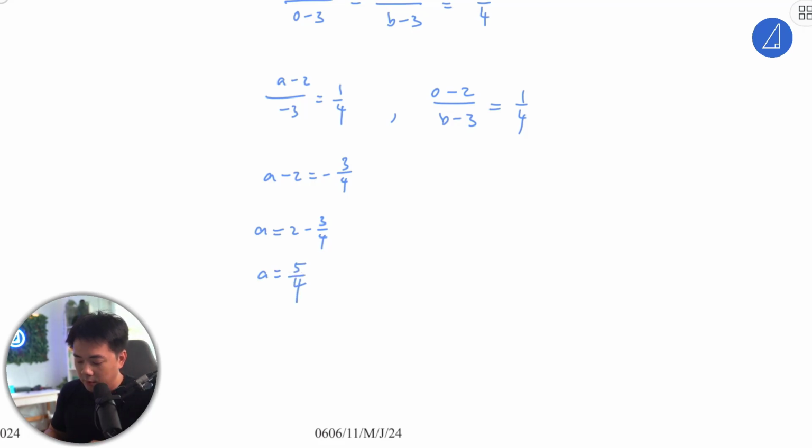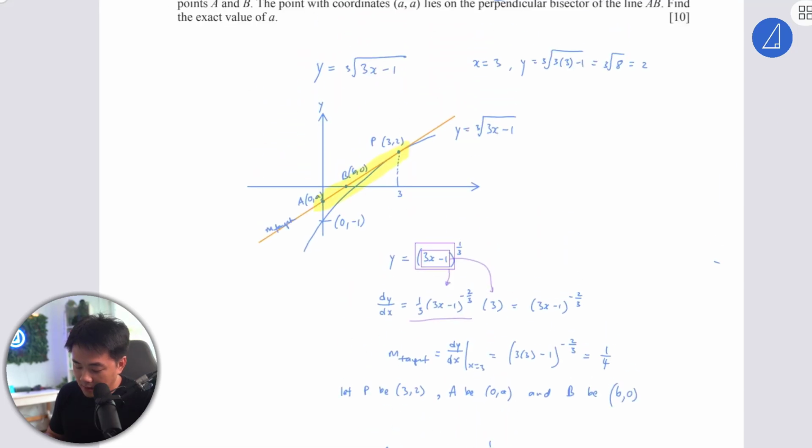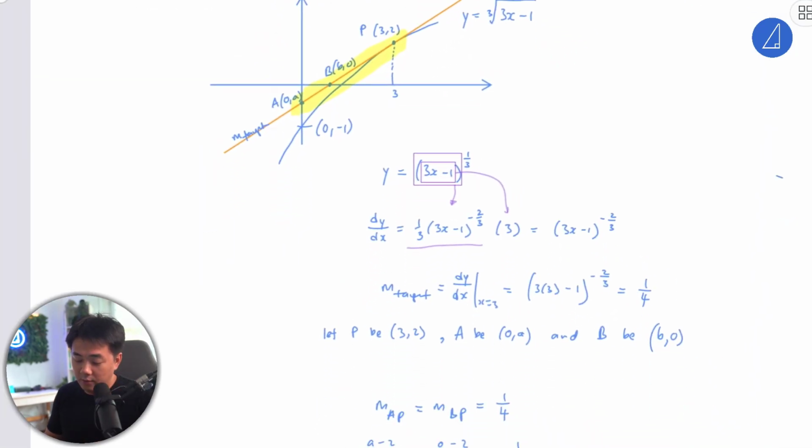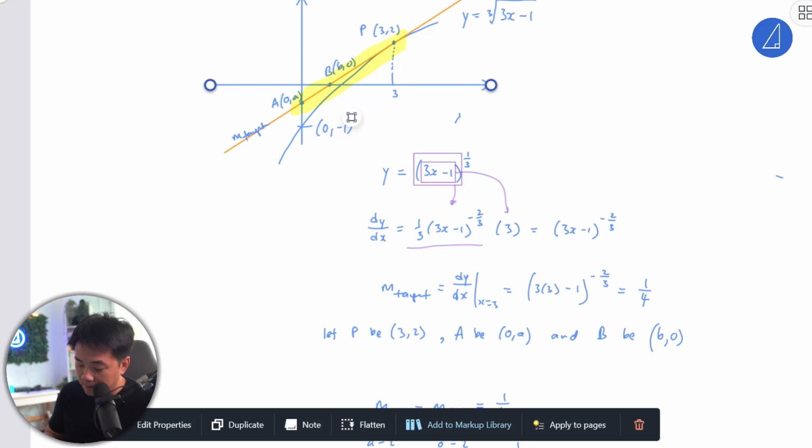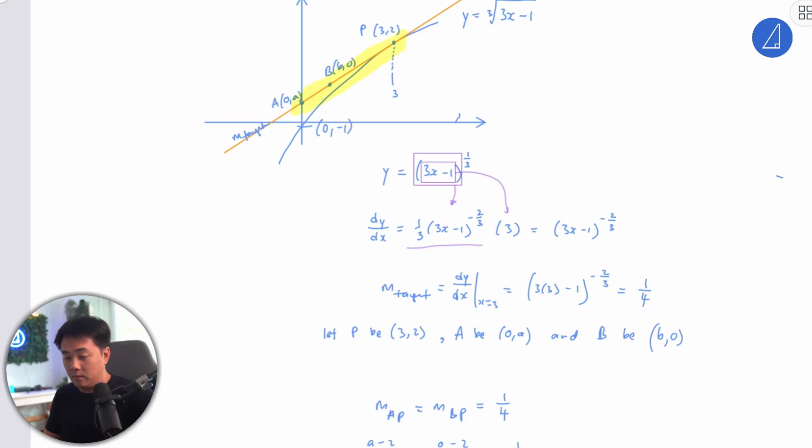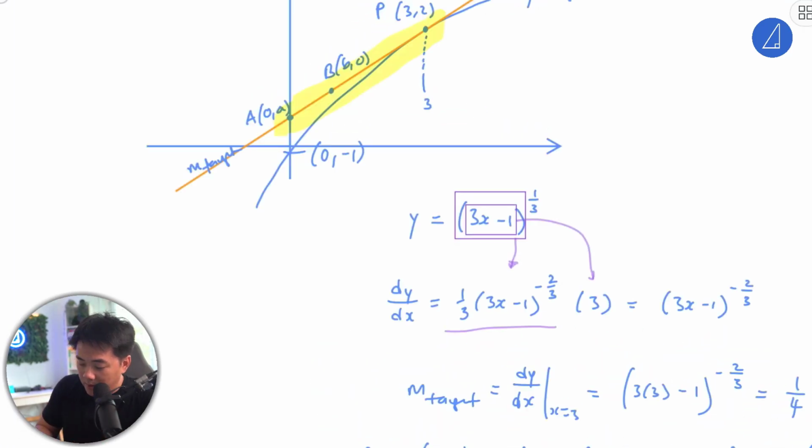Okay, 5 over 4. So in this case, that will be (0, 5 over 4), roughly here. Positive value, (0, 5 over 4). Yeah, okay. So meaning to say, B will be here, because this is 5 over 4. If A is (0, 5 over 4) here, then B will be here, which is (B, 0), right?